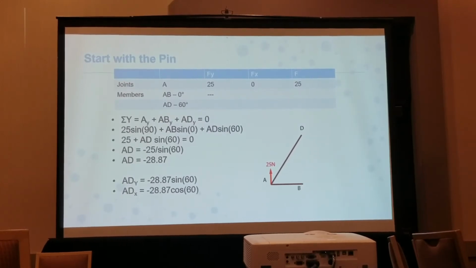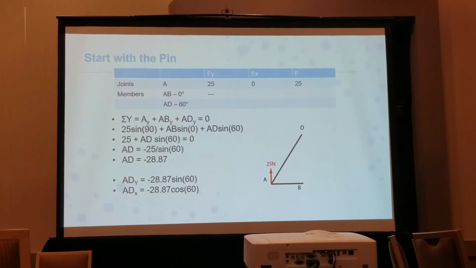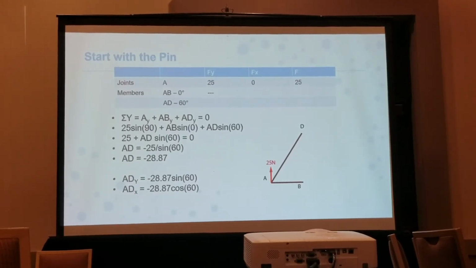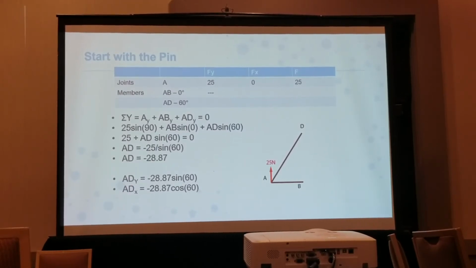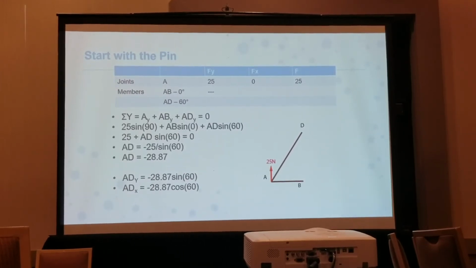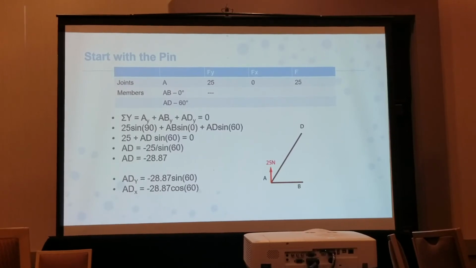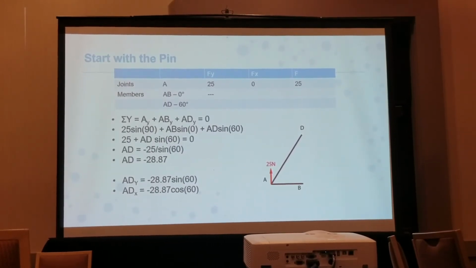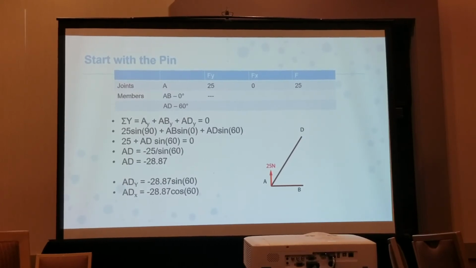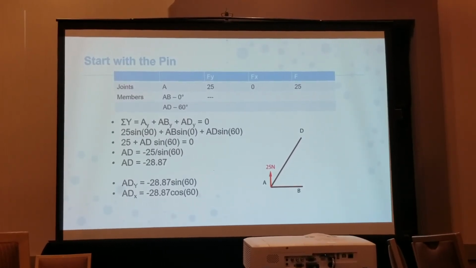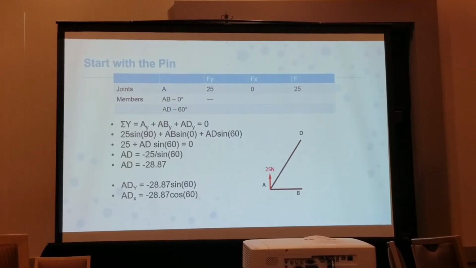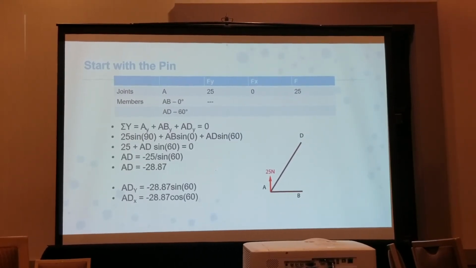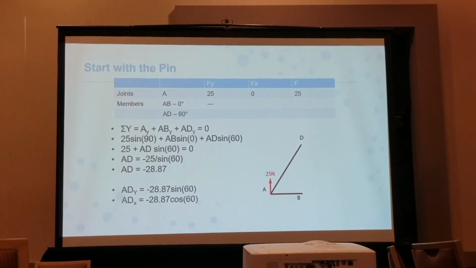But the benefit of that is that from that number, we can calculate AD sub y and AD sub x. Once we get AD, we can apply our basic trig to calculate the component of AD in x, and the component of AD in y. So negative 28.87 times sine of 60, negative 28.87 times cosine of 60. Super duper simple. We love it. It makes us happy. Takes a couple seconds. And we take that information and we will put it in our joint table.